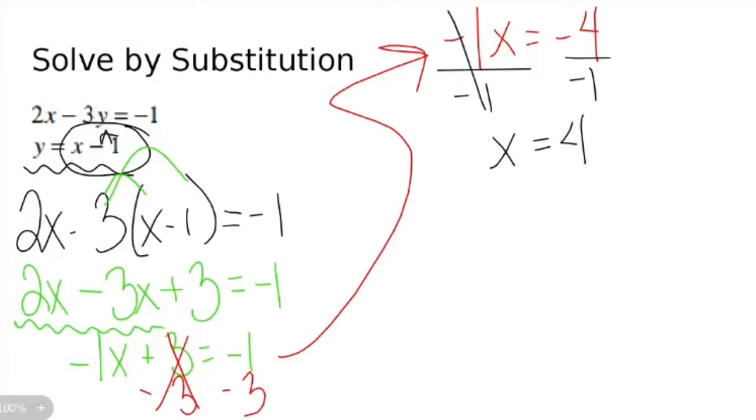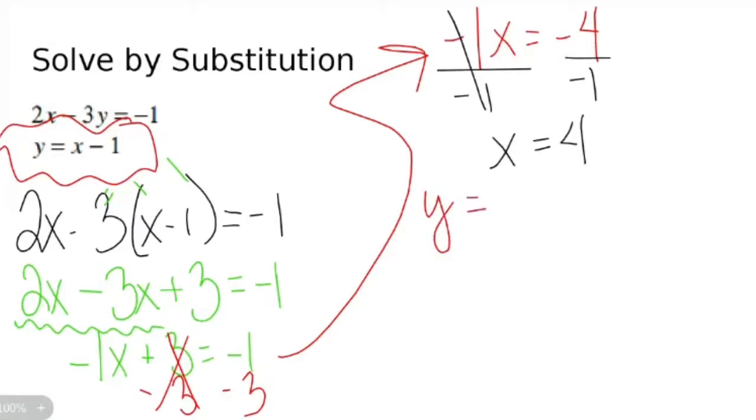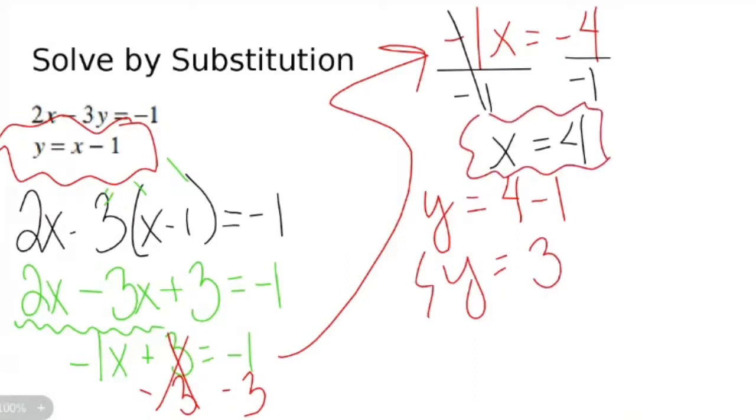Cool, I have x, but I don't have y. Well, that's not a big deal. Let me clean this mess up that I have over here. If y is x minus 1, why don't I just write out y is x minus 1? But instead of x, I now know that x is 4. So instead of saying y is x minus 1, y is 4 minus 1. 4 minus 1 is 3. And if my x value is 4 and my y value is 3, then my final answer is going to be the point (4, 3).